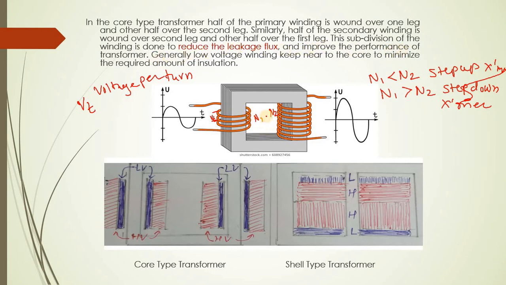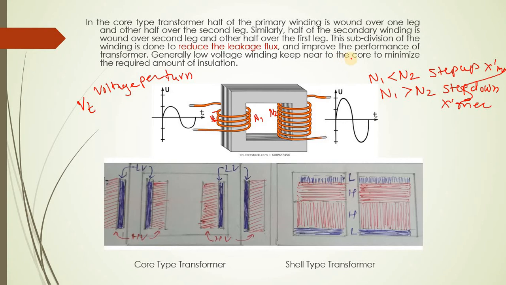Leakage flux is the flux which is in the air, and whatever flux flows through the core, or iron part, is called useful flux. So to reduce the leakage flux, these two windings are located on the same limb, and this improves the performance of the transformer.